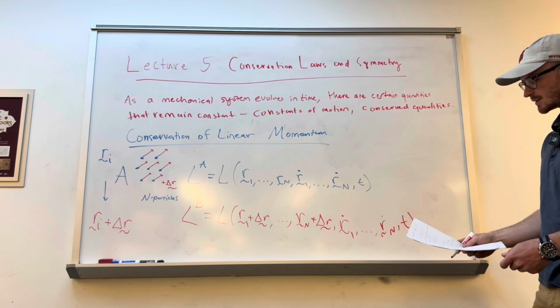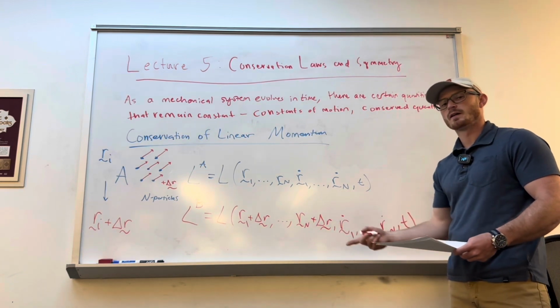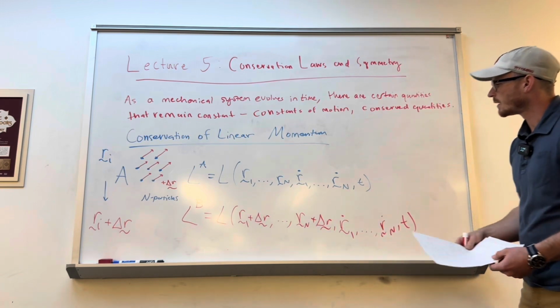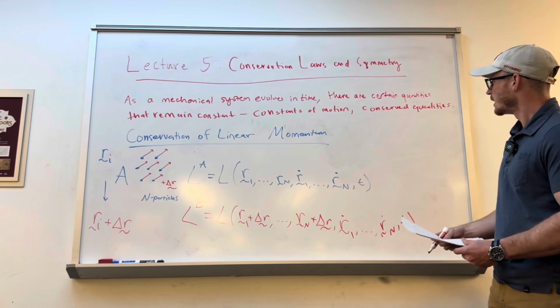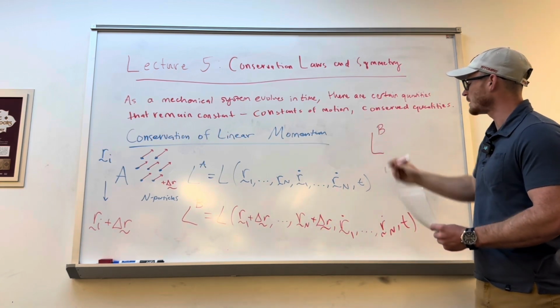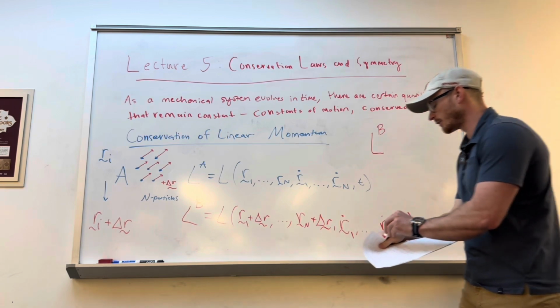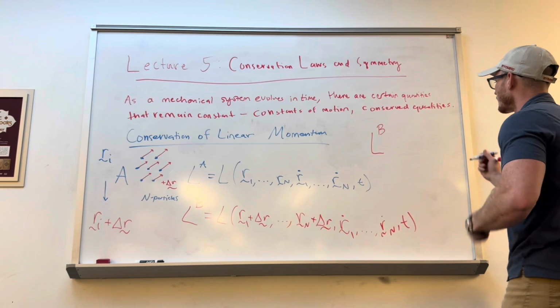Now my question is, what's the difference between L_B and L_A, right? At first glance, they have the same velocities, they only have a perturbed position, but could we write some sort of relation between L_A and L_B? I'll stick to my color scheme here. What could we say about these guys?